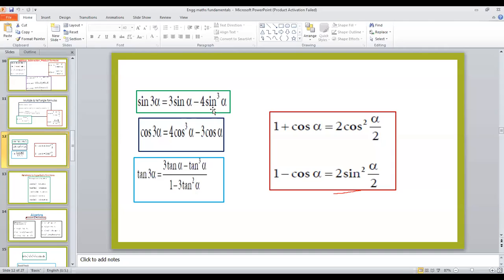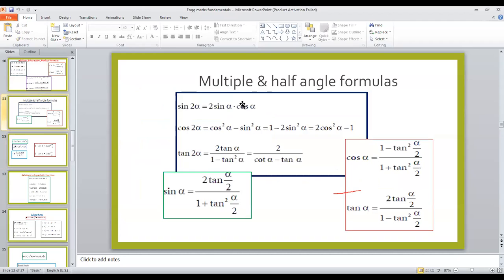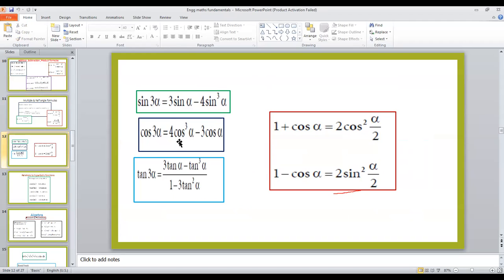Which is next? Cos of 3 alpha. How do we construct cos of 3 alpha? Cos 3 alpha is what? Cos of 2 alpha plus alpha. Be careful, listen to this. Cos of 2 alpha is cos square alpha minus sin square alpha. And express all terms in the form of cos with the help of the identity in trigonometric ratios. Cos square alpha plus sin square alpha is 1. On simplifying, what will be there? 4 cos cube alpha minus 3 cos alpha.